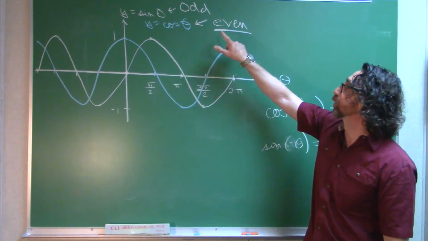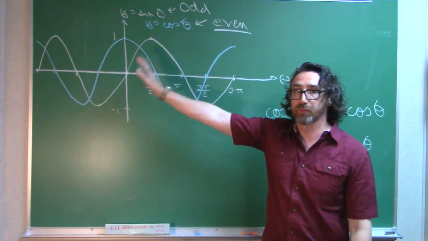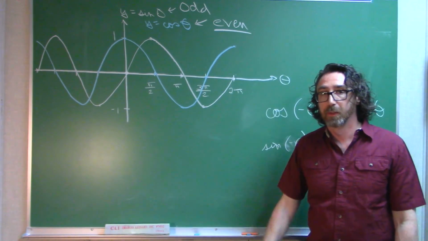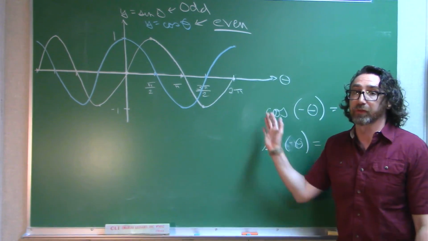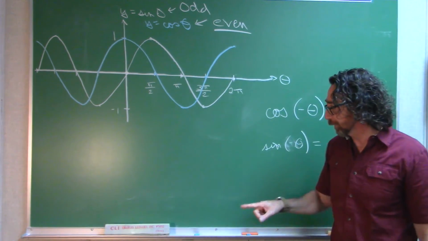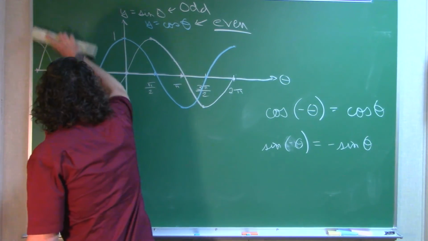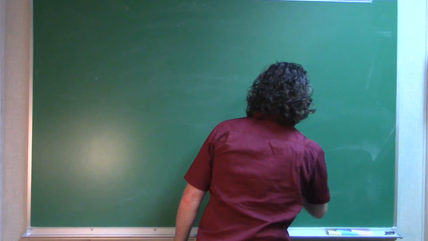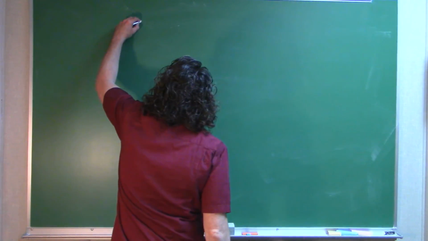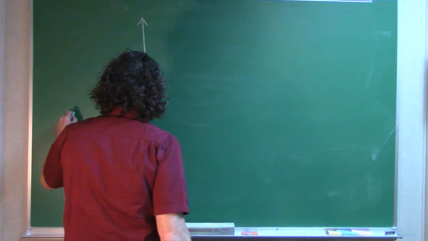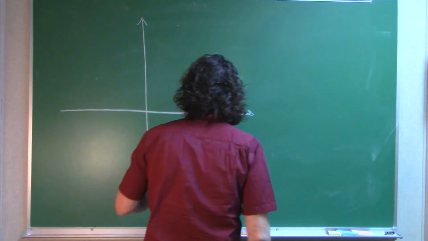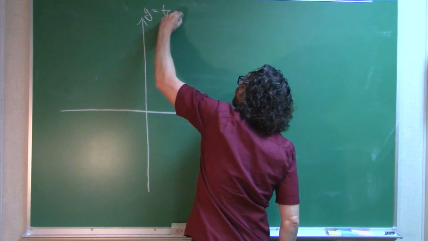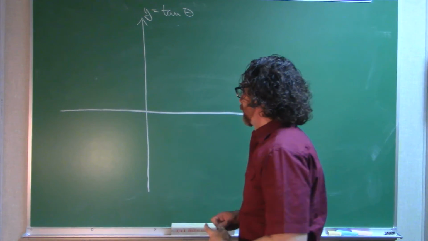Graphically, it shows up with symmetry. Even functions have that left-right symmetry. The left-hand side is an exact copy of the right-hand side. With odd functions, it's an upside-down copy. Okay? Now, there's one more function I want to discuss here, and that is the tangent function. So this is going to be my theta axis, and then y equals tan theta.